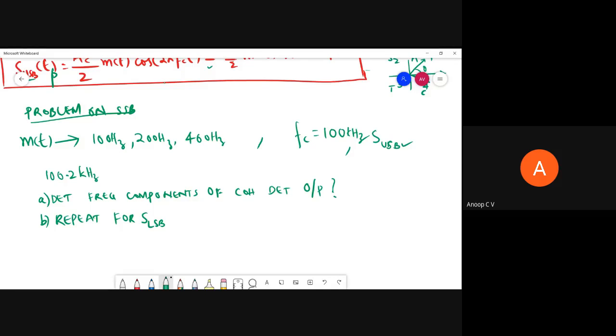And we are using a coherent detector to detect it. But we have studied that if you are using a coherent detector, the frequency and phase should be exactly the same as that of the carrier frequency. But for some reason, the coherent detector's frequency is not the same. It has a small frequency error or frequency offset of 0.2 kilohertz. These things are given. Now you have to find the frequency components of the coherent detector output.